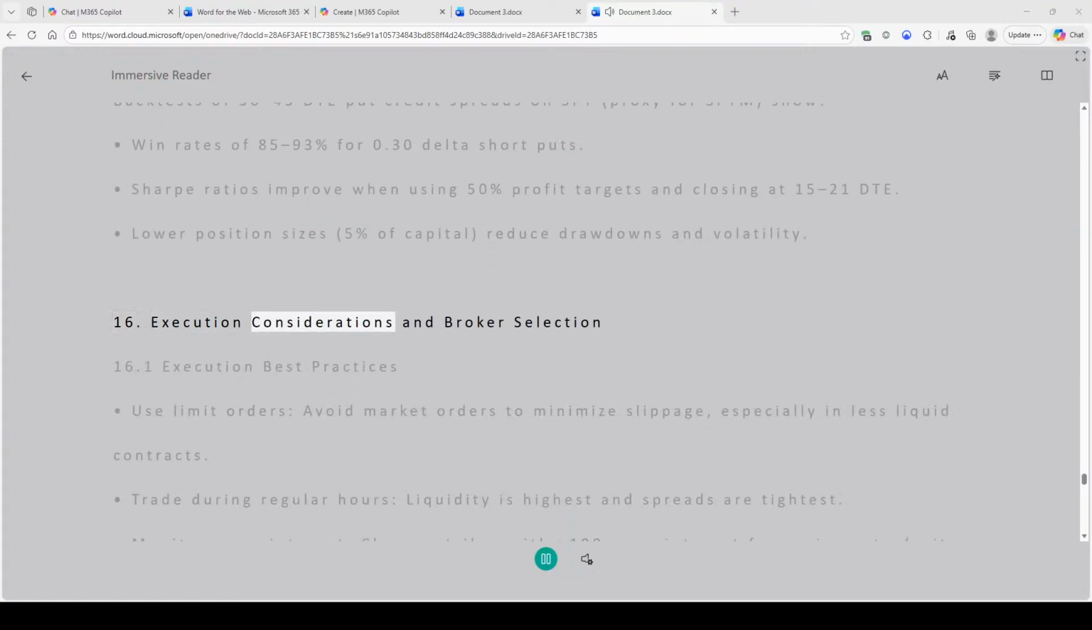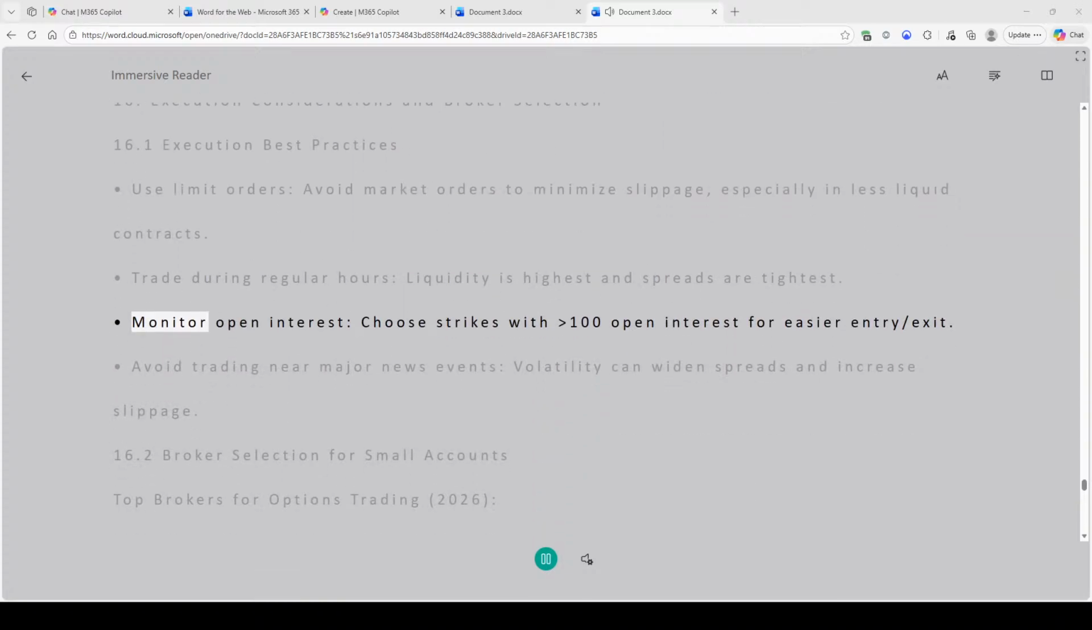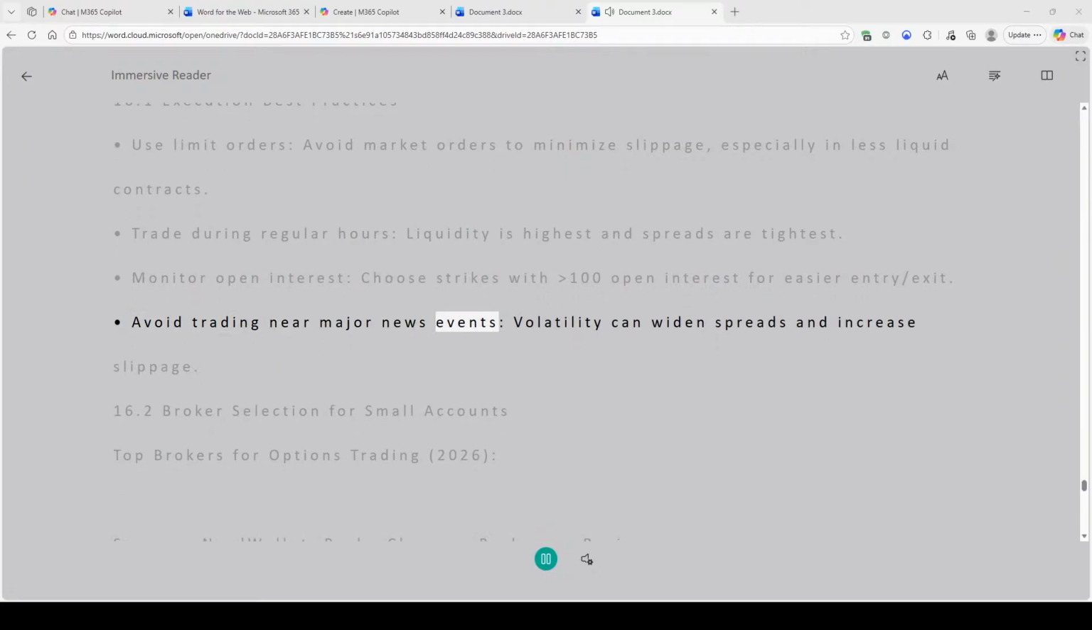16. Execution considerations and broker selection. 16.1 Execution best practices. Use limit orders, avoid market orders to minimize slippage, especially in less liquid contracts. Trade during regular hours, when liquidity is highest and spreads are tightest. Monitor open interest, choose strikes with greater than 100 open interest for easier entry and exit. Avoid trading near major news events, as volatility can widen spreads and increase slippage.